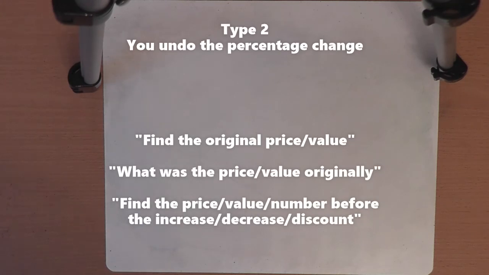Alternatively, if a question talks about finding the original price or asks you what the value was originally, then it's a type 2 question where you are undoing the change. And to undo the change, you simply need to work out what percentage you have now. We'll do one more and we'll see if we can work out, first of all, which type of question it is, and then second of all, solve it.